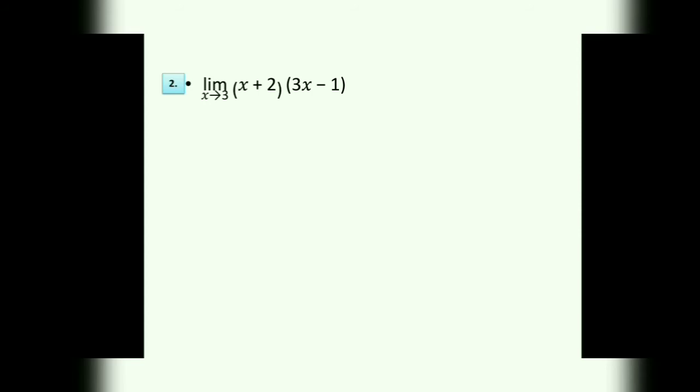So the first thing that we're going to do is to evaluate this expression. So we will have the quantity of x plus 2 times the quantity of 3x minus 1. So we will change x into 3. So it will become the quantity of 3 plus 2 times the quantity of 3 times 3 minus 1.